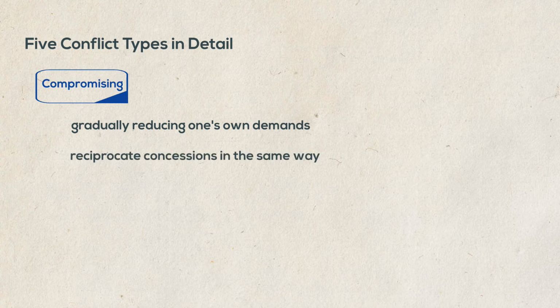Compromising. Compromising is characterized by gradually reducing one's own demands and urging the negotiation partner to do the same, reciprocating the concessions of the other side in the same way, and striving for a 50-50 agreement, etc. Let's have a look at Mr. Alexander, in which situation he is compromising.